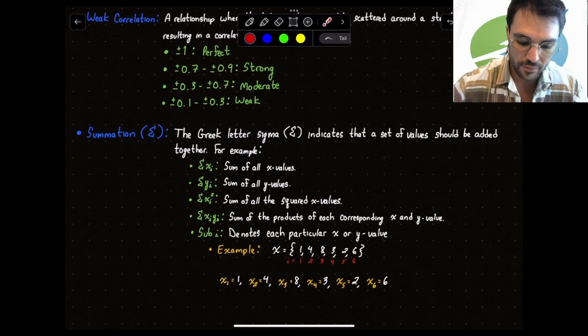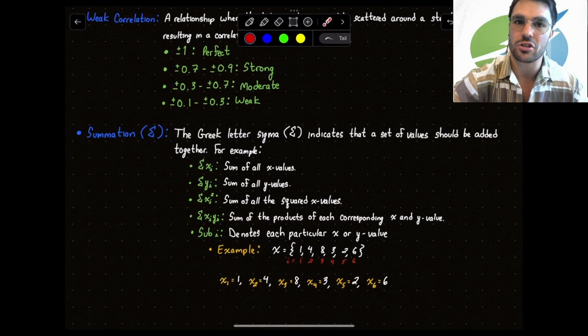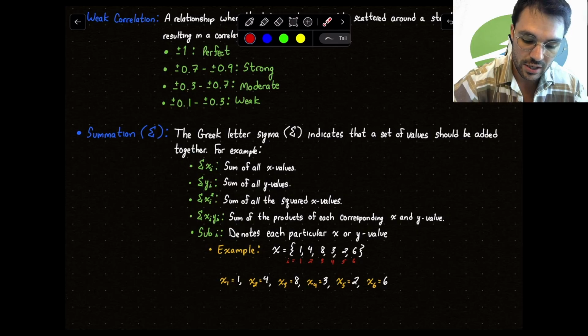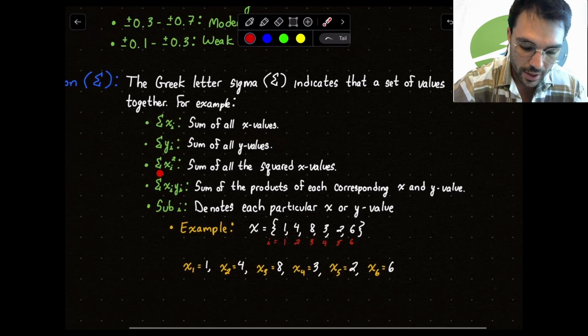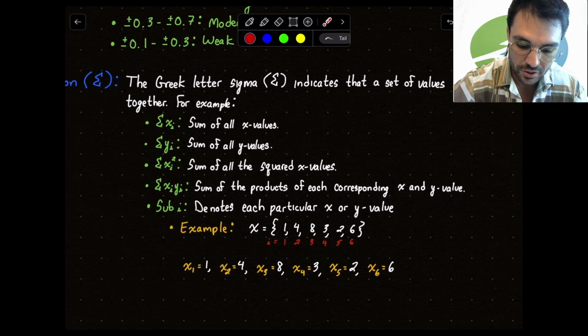And lastly, we have summation. We've gone over this a bunch. This is just a reminder. Summation is the Greek letter sigma. It indicates that a set of values should be added together. So some examples, if we see summation x sub i, sum all the x values; summation y sub i, sum all the y values; summation x sub i squared, sum of the squared x values. So that means square all the x's, then add them up.